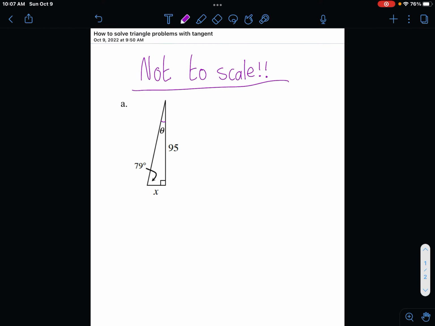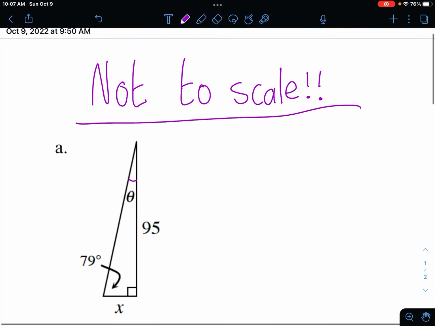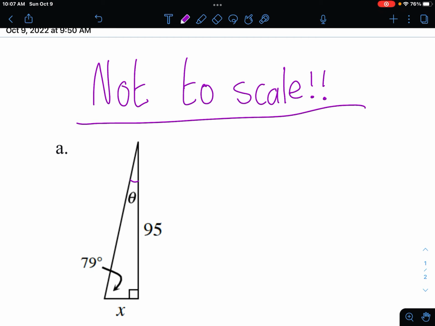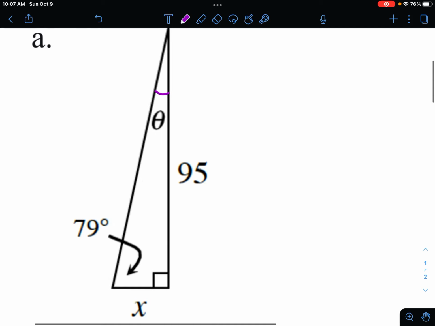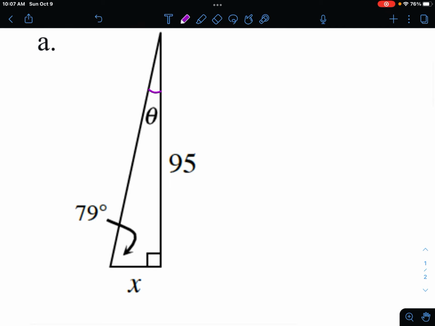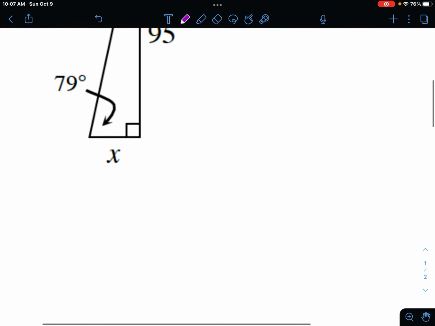In this video, I'll be teaching you guys how to solve triangle problems with tangent. Note that these triangles are not to scale, so let's start. For this triangle right here, we need to solve for x.